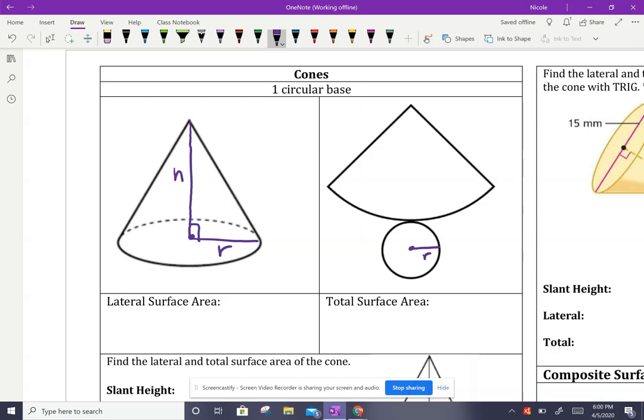And then we need the slant height, just like we did with the pyramid. So that's going to go along the outside. That's the length from the tip of the cone to the edge of the cone. So on a flattened cone, that would be this piece right here. Go from the tip all the way to the edge.